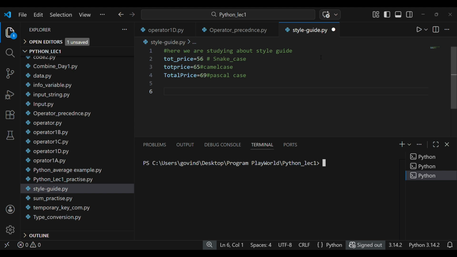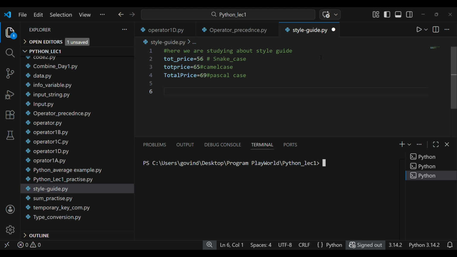So here we have the style guide to style our variables, and there are three types of style guide which programmers, or people like us, use while writing a program. The first type is snake case. So what is a snake case? A snake case is where you write the name of the variable and you use an underscore in it. Those types we call snake case.